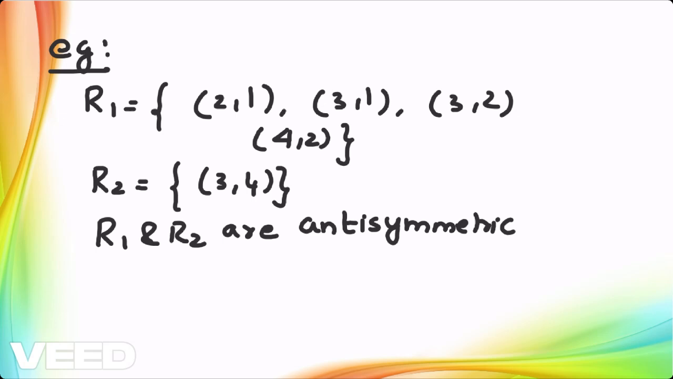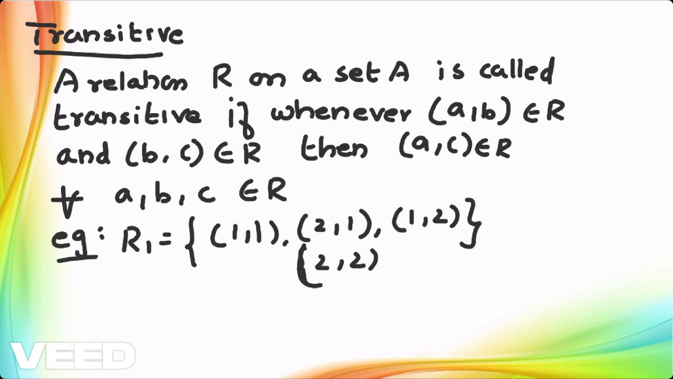In the relation R1, (1, 2) is not there, (1, 3) is not there, (2, 3) is not there, (2, 4) is not there. Therefore, it is antisymmetric. Similarly, (4, 3) does not belong to R2. Therefore, it is antisymmetric. Next property is transitive.